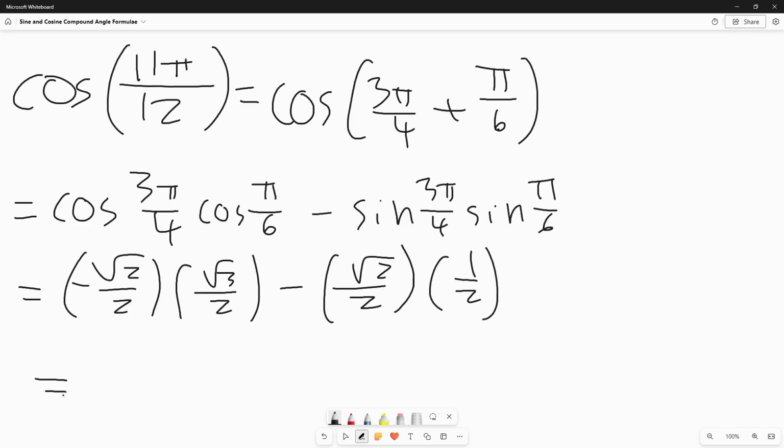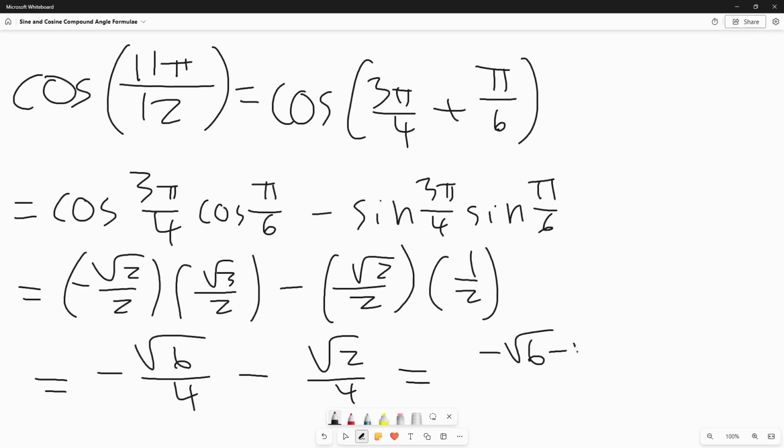And this is equal to negative square root of 6 over 4 minus square root of 2 over 4. And this is equal to negative square root of 6 minus square root of 2 over 4. And this is our answer.